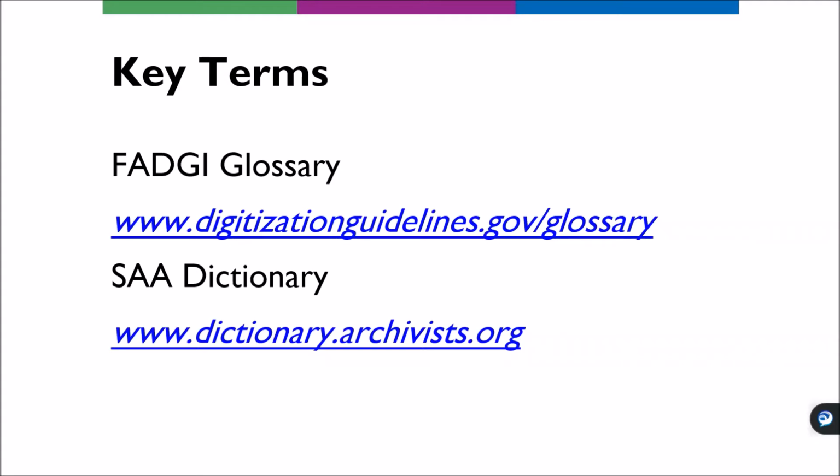These are two great resources, and Becky's going to drop the links for these in the chat. The first one is the Federal Agencies Digital Guidelines Initiative, more commonly referred to as FADGI, and they have a glossary of terms. The other resource is the Society of American Archivists Dictionary of Archives Terminology. And you'll find some overlap between the two, but the FADGI glossary will focus on more technical terminology, while the SAA dictionary provides many of the more common or conceptual terms. And these are both great resources if you ever feel stuck or you want to just check and see what something actually is, if you think you know what something is.